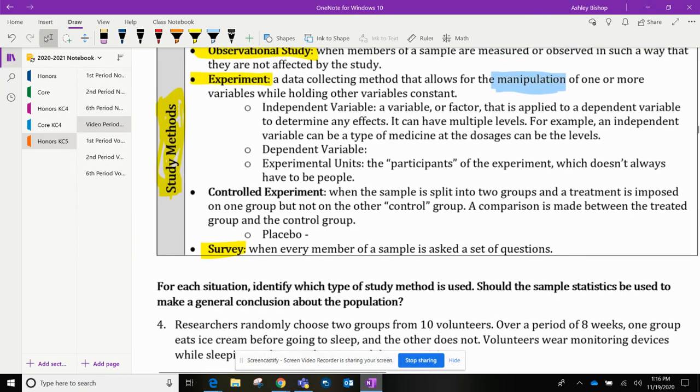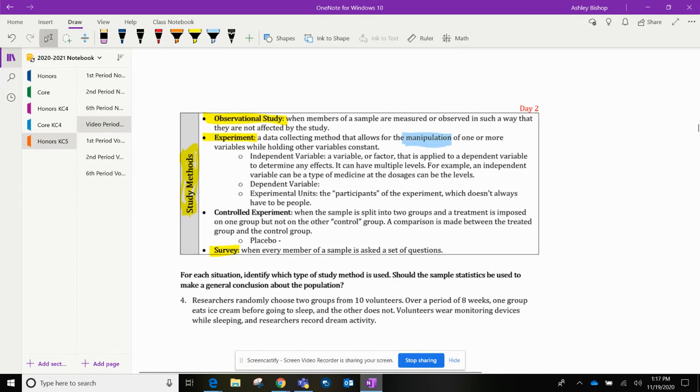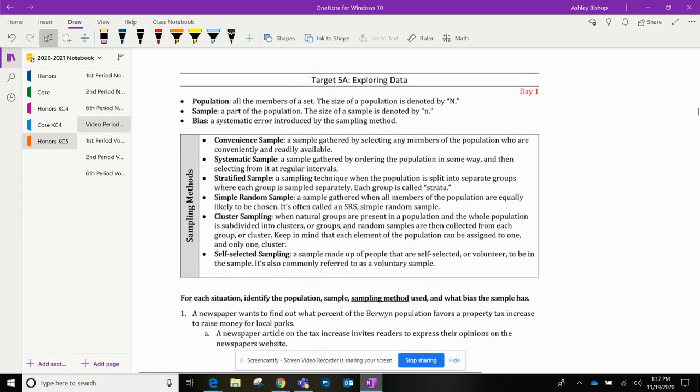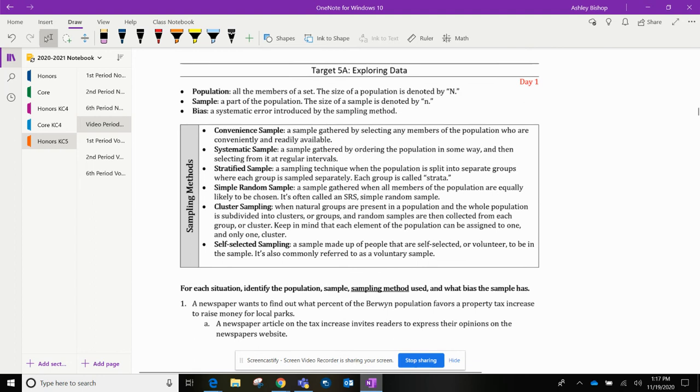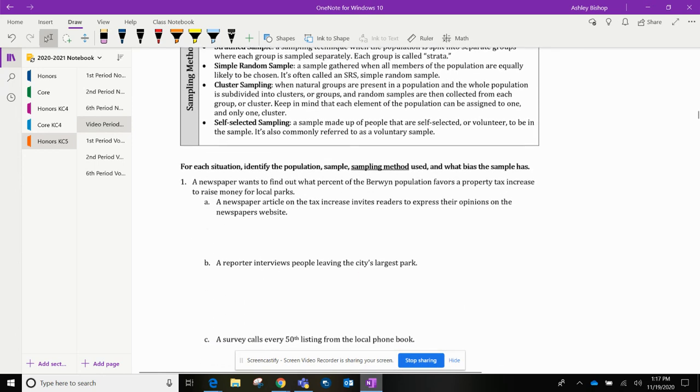A survey is when every member of a sample is asked a set of questions. Alrighty, so now you know everything you need to be successful for this unit. This target is all vocabulary, and that's all the vocab. Now we're just gonna spend the next few days practicing, starting with these problems down here.